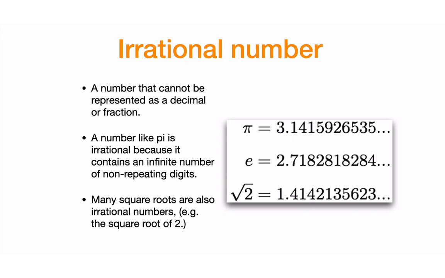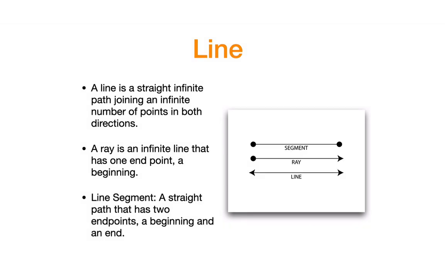A number like pi is irrational because it contains an infinite number of non-repeating digits. Many square roots are also irrational numbers, e.g., the square root of 2. Line. A line is a straight infinite path joining an infinite number of points in both directions.